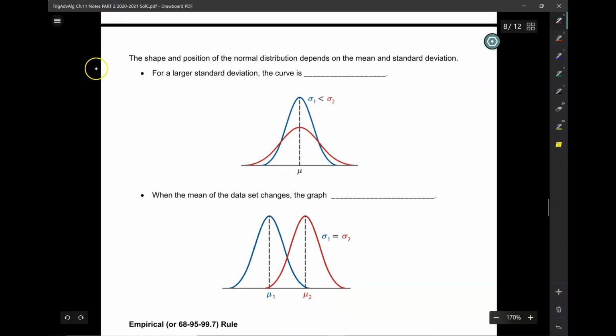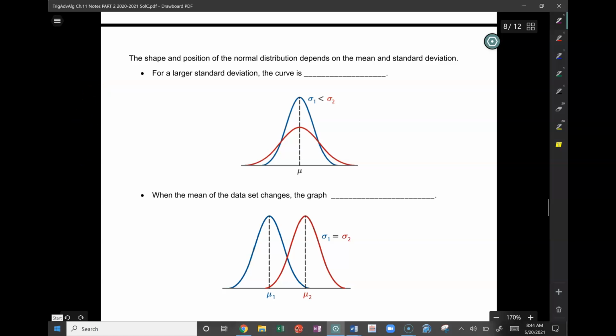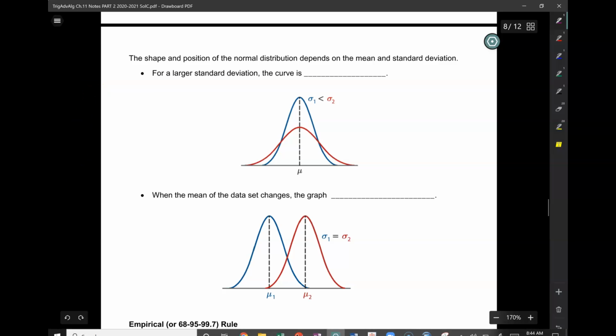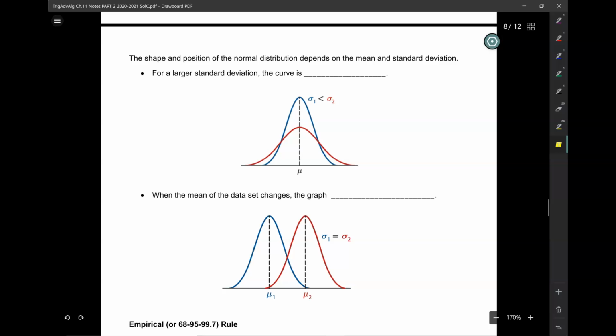Okay, so let's talk about the shape of a distribution based on the mean and standard deviation. Take a look here. You see how both the red and the blue are normal distributions? The reason they're normal distributions is this is the mean. That symbol is the Greek letter mu. It makes the m sound for mean. The blue is symmetric around the mean, and the red is also symmetric around the mean. So they're both normal distributions.